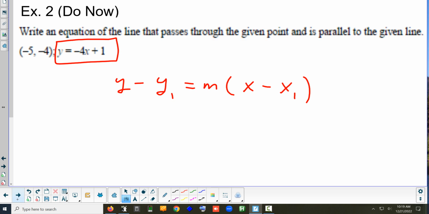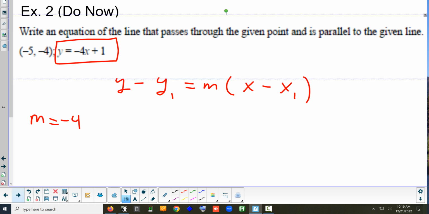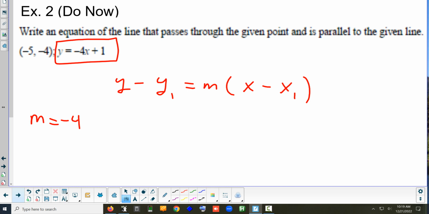So let's write that down. So m is going to be the -4. You do not need the +1. In fact, if that was a +6, it wouldn't change how we do this problem at all. So we need the m. And what about the -5? What's that going to be?